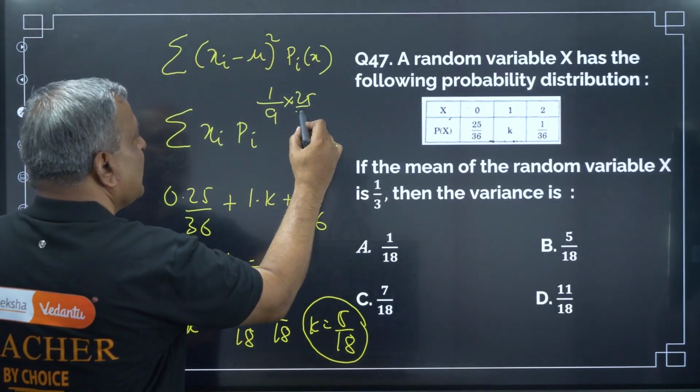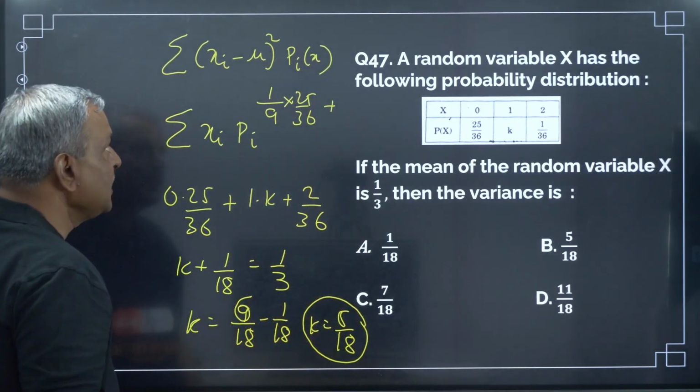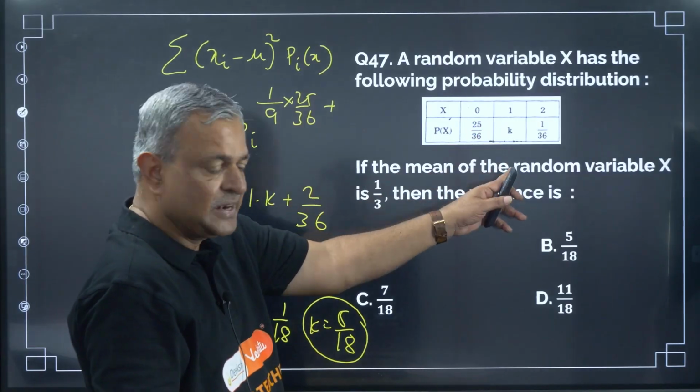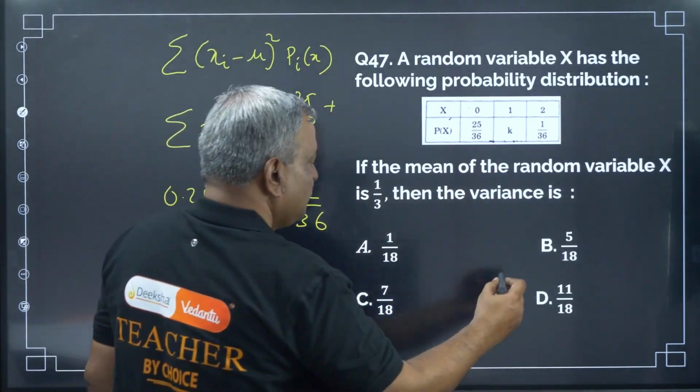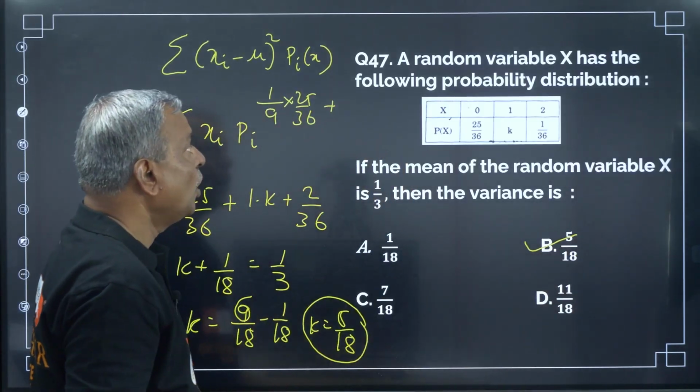Probability is 25 by 36. Similarly, for the other part also, 1 and the k value you know. If you substitute it, further calculations you can do. So 5 by 18 will be the answer. Option B comes.